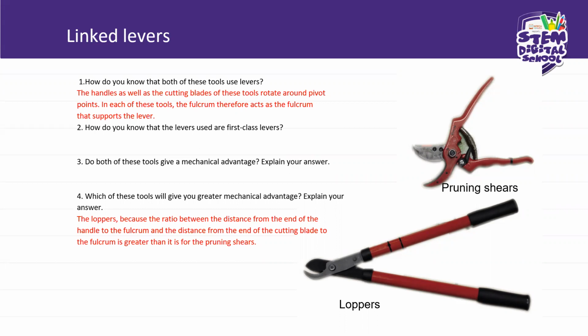How do you know that the levers are first-class levers? How do you identify the classes of levers? These are first-class levers, but how do we know that? Come, my children, grade 8.